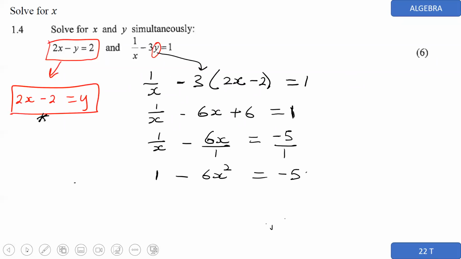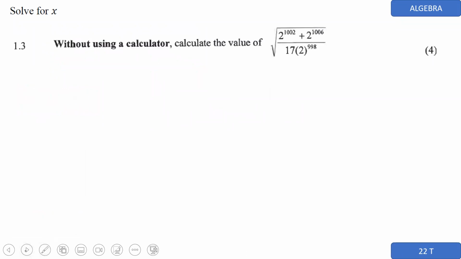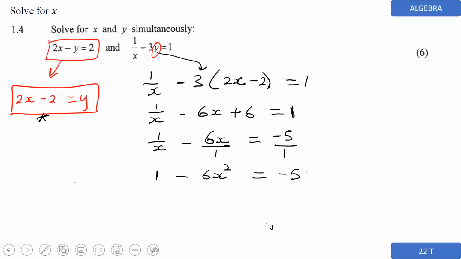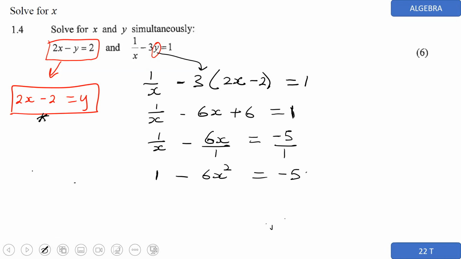That jumped. Behave. Doesn't want to behave now. Okay. Get my pen back to work.